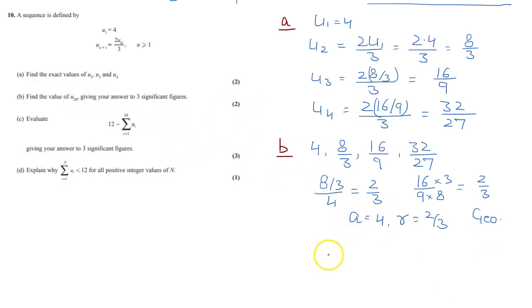So the 20th term of a geometric sequence is a r to the power 19. So that is 4 times 2 over 3 to the power 19. To 3 significant figures, that is 0.00180. These are the 3 significant figures. Part C.